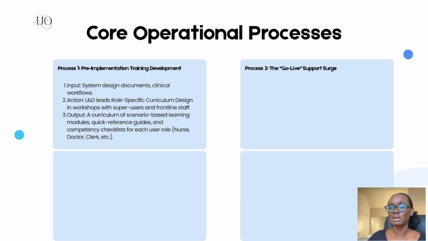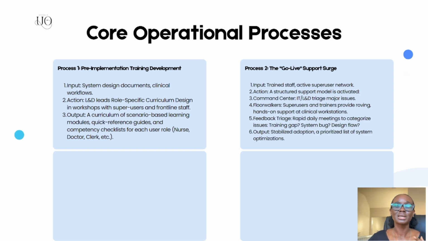Process 2, the go live support. So this is where you have your digital trainers going from floor to floor, learning and development people that actually draft the learning documents, the command center, so that on the day of the implementation, people are going to do their workflow, all of that. Remember the roles involved in that.